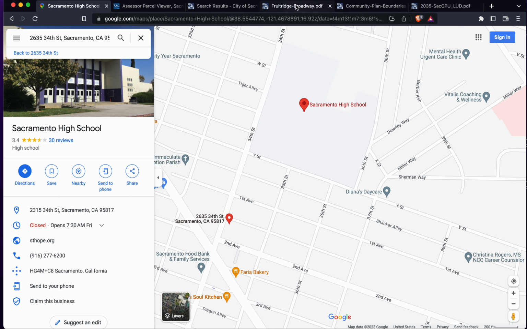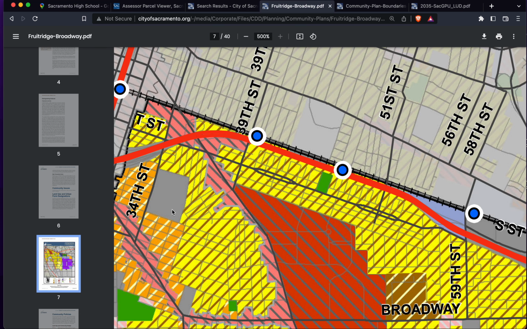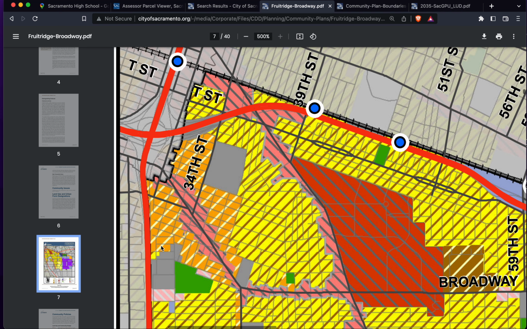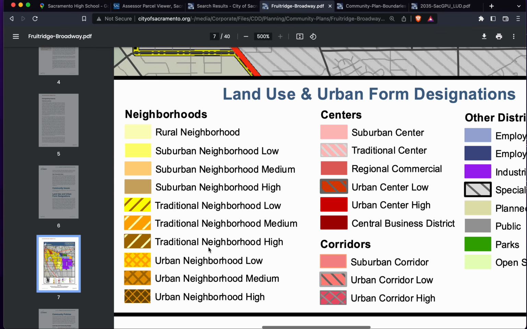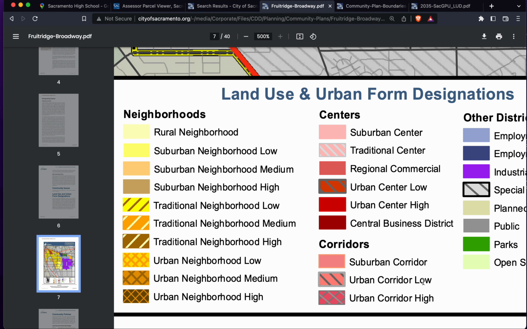Now let's look at this again. So here's Broadway. Here's Broadway here. There's a triangle, couple blocks. So it looks like we are within this colored area, dark pink with a gray, and it is coded as dark pink with gray, urban corridor low. So we double check that, and it looks like it is. Okay. So what is urban corridor low?